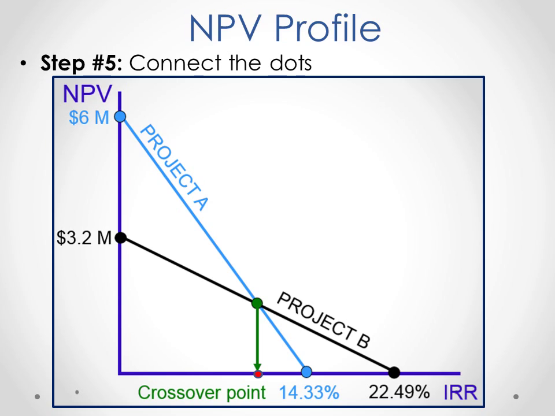But then, after we pass that crossover point to the right, you'll notice that the net present value for project B is higher than the blue line, the net present value for project A, and always the internal rate of return for project B is higher than project A. So we stop getting that mixed signal.